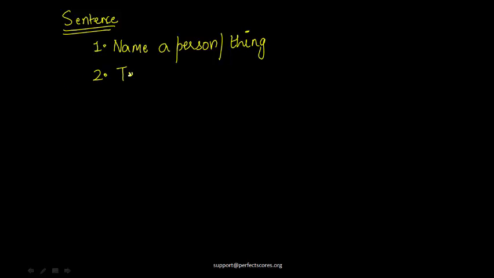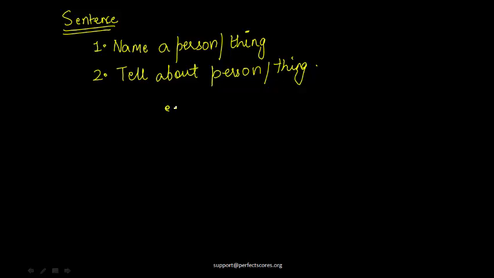So now let's look at the structure of a sentence. A sentence must always do two things. First, it should name a person or a thing. So let me write it down here. It must name a person or a thing. And the second thing, tell something about that person or the thing that we mentioned.